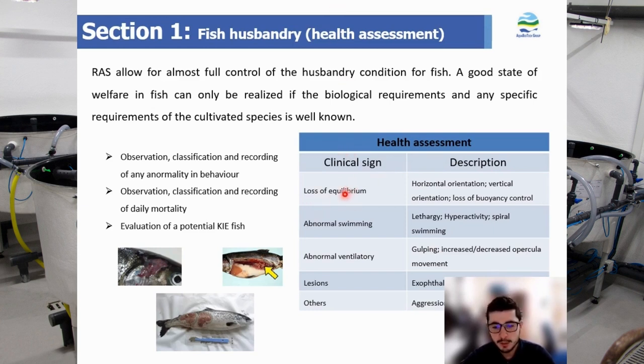Loss of equilibrium, as a description, horizontal orientation, vertical orientation, loss of buoyancy control, abnormal swimming, lethargy, hyperactivity, spiral swimming, abnormal ventilatory, gulping, increased or decreased ocular movement, lesions like hemophthalmia, ulcer and eroded fins, and others like aggression.